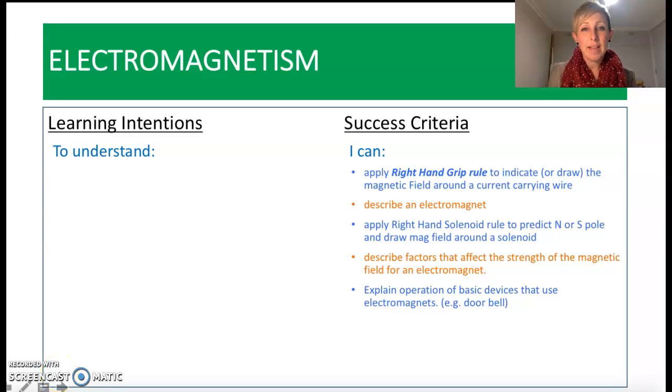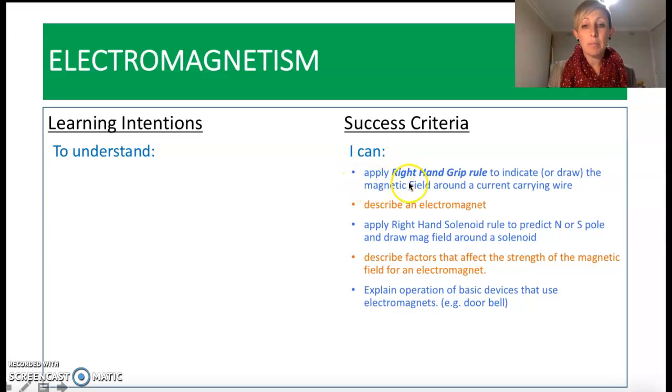Hi Year 10, here's the second video to address the second set of learning intentions for your electromagnetism unit during semester 2. The things we're going to look at today are all about using your right hand to work out some problems that we'll pose to you. Let's just have a look at these.